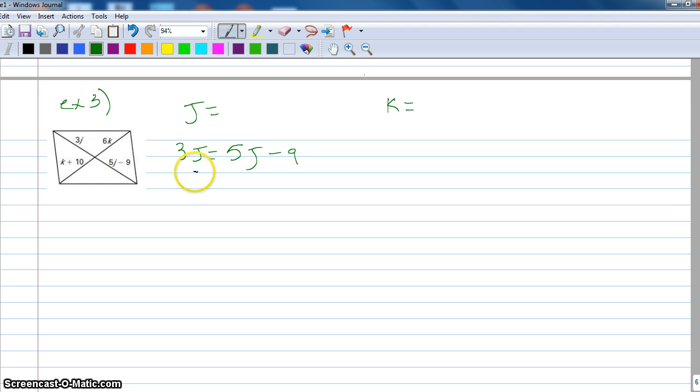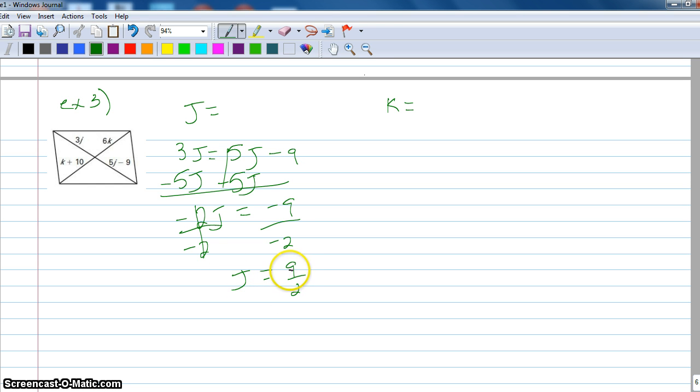Usually we subtract the smaller x or j, but in this case it's going to be easier to move the 5. 3 minus 5 is negative 2, equals negative 9 divided by negative 2. A negative over a negative makes a positive. Yes, you do get j equals 9 over 2, which is a fraction. Don't freak out. You can have fractions. If you don't like fractions, it's 4.5.